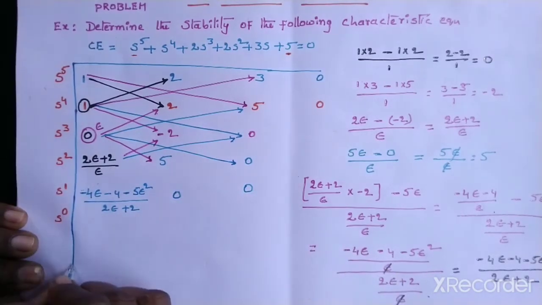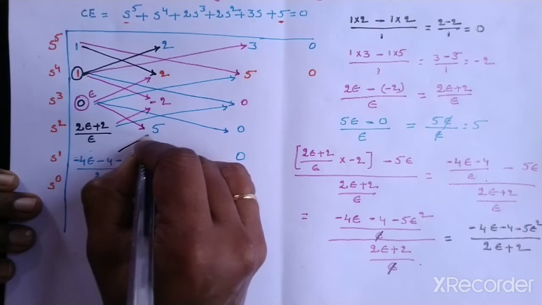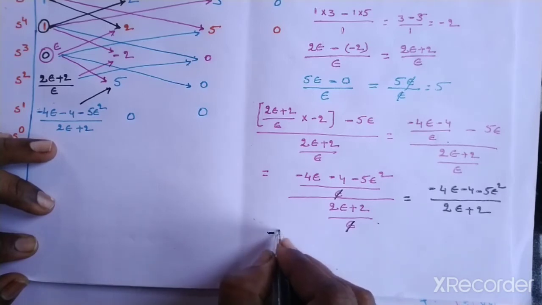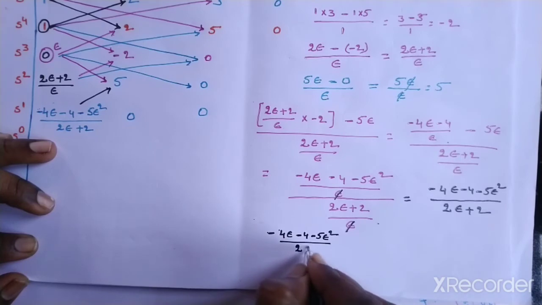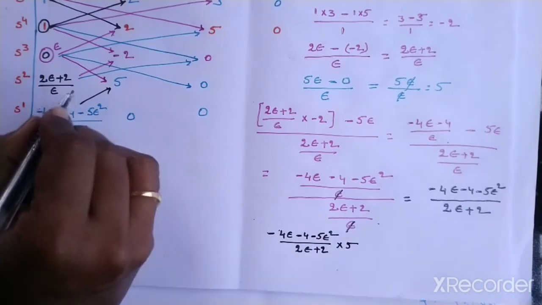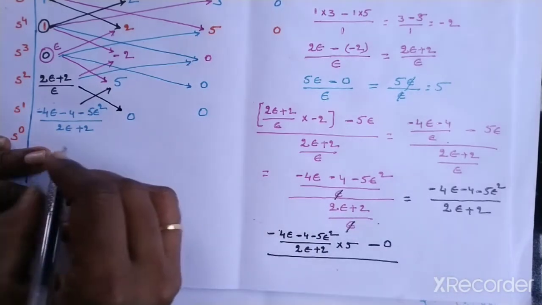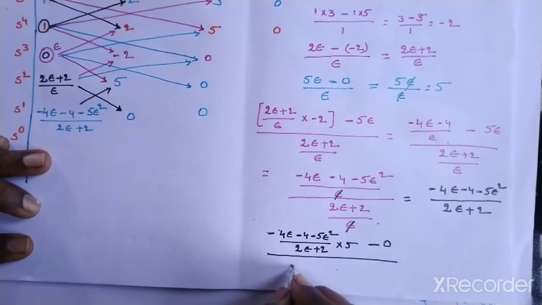Now to calculate this element, the s to the power of 0 element, we need to cross multiply this term into 5. So here, minus 4 epsilon minus 4 minus 5 epsilon square divided by 2 epsilon plus 2, into 5, minus this into this, minus 0, whole divided by which element do we have to write? This entire term we have to write in the denominator: minus 4 epsilon minus 4 minus 5 epsilon square, whole divided by 2 epsilon plus 2.